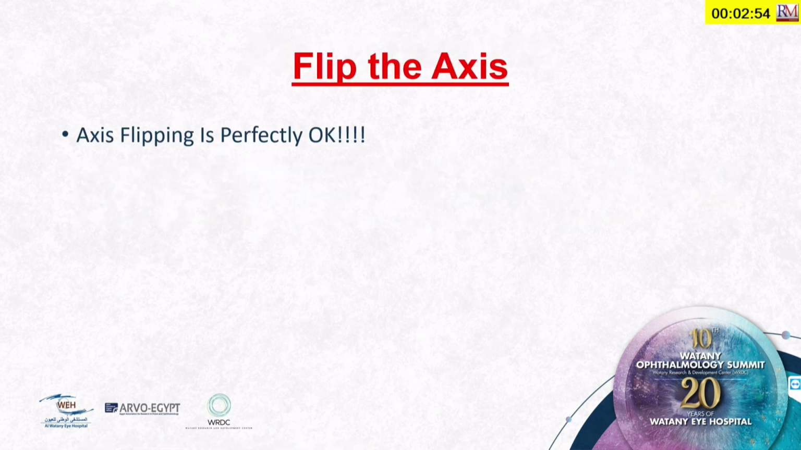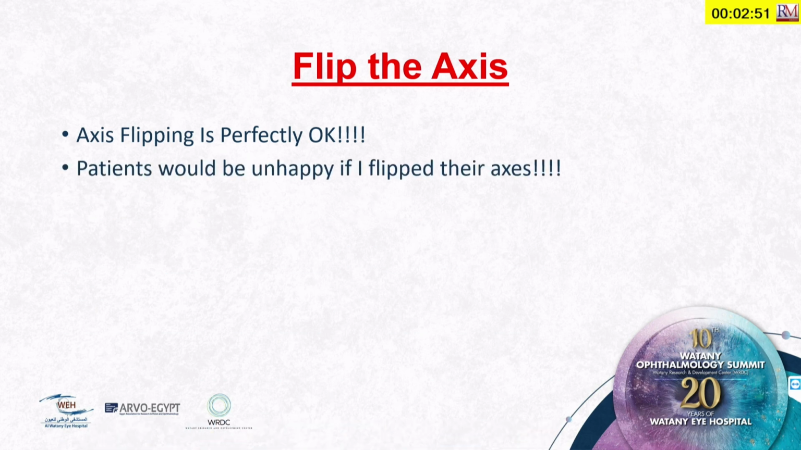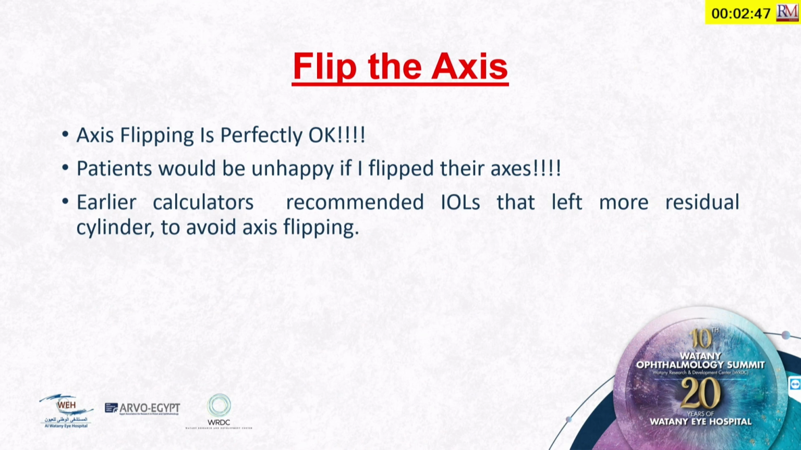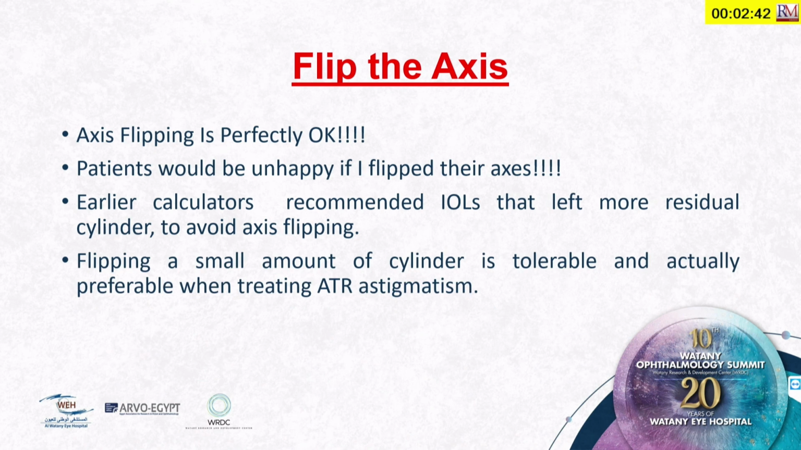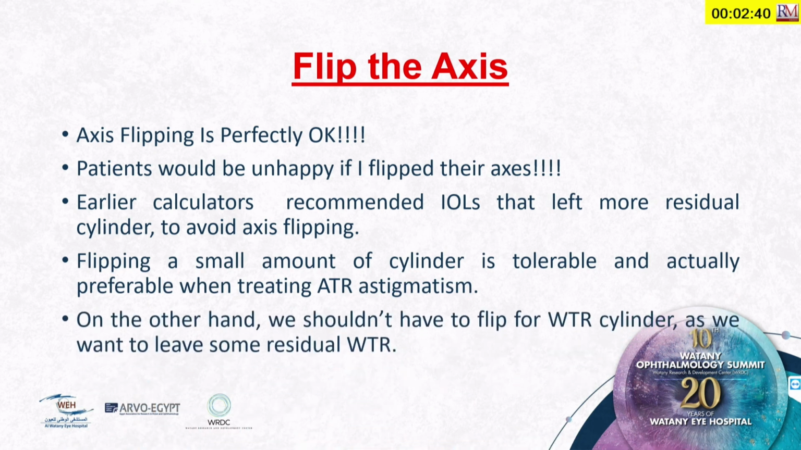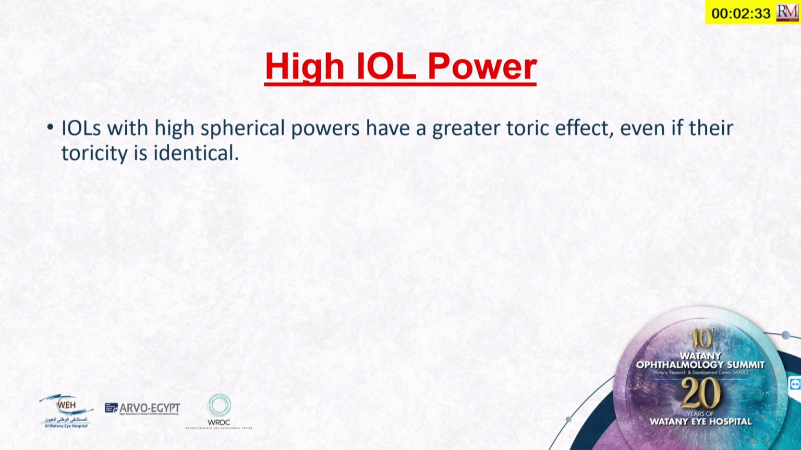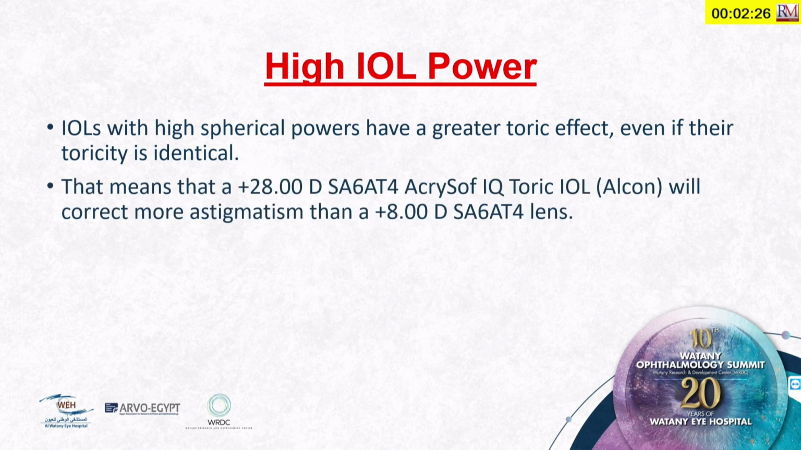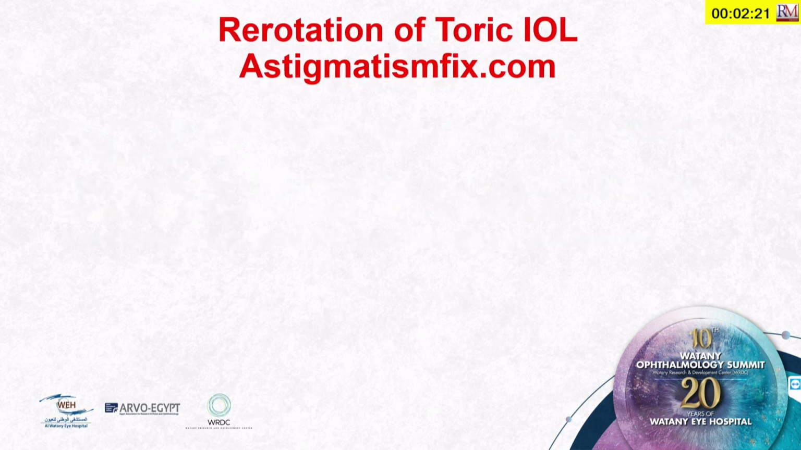So now we say that axis flipping is perfectly okay, but before we were under the assumption that patients would be unhappy if I flipped their axis. So earlier calculators recommended IOLs that left more residual cylinder to avoid flipping, but it's actually tolerable and preferable. And we shouldn't flip with-the-rule astigmatism, as we want to leave some residual. Higher power IOLs have greater toric effect, even if the toricity is identical. So if I use the same IOL but it's higher power, it will give more toricity.